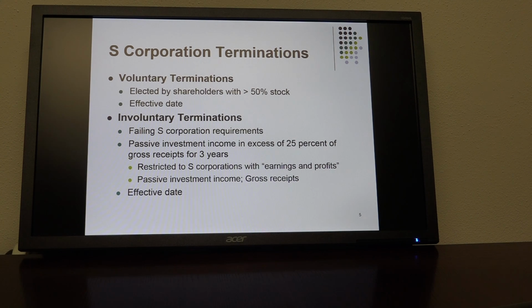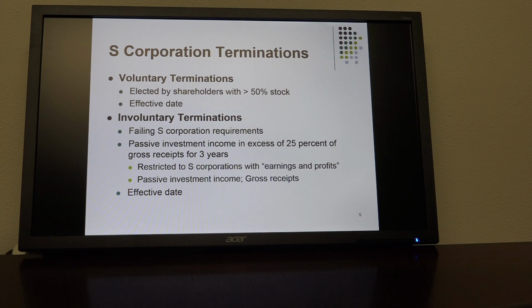Now, if you do involuntarily terminate your S corp status, essentially what you have to do in that year of termination is, once you have your date of termination, you essentially have a short year. The dates prior to the termination and up to, and we'll talk about this more, but it's usually January 1st.